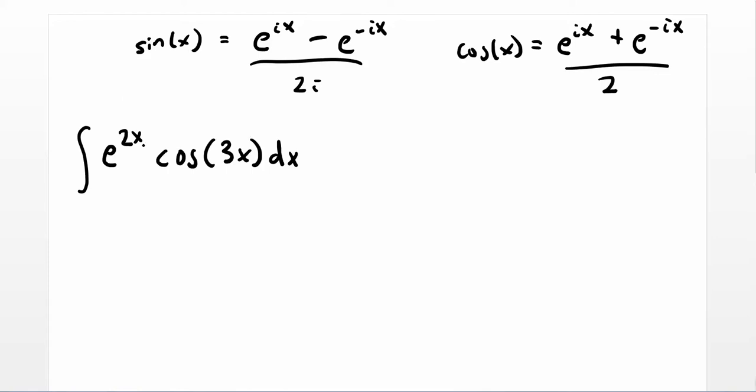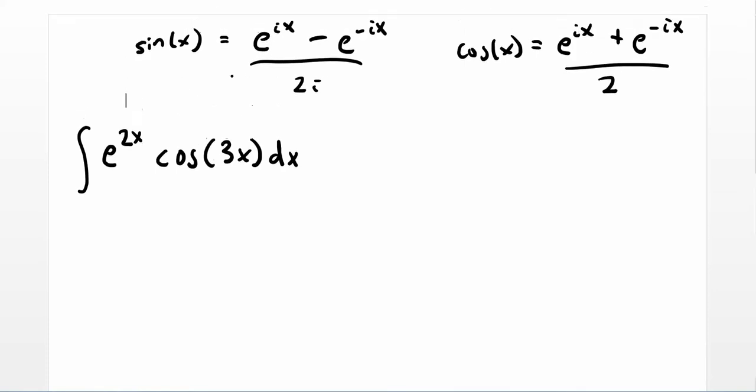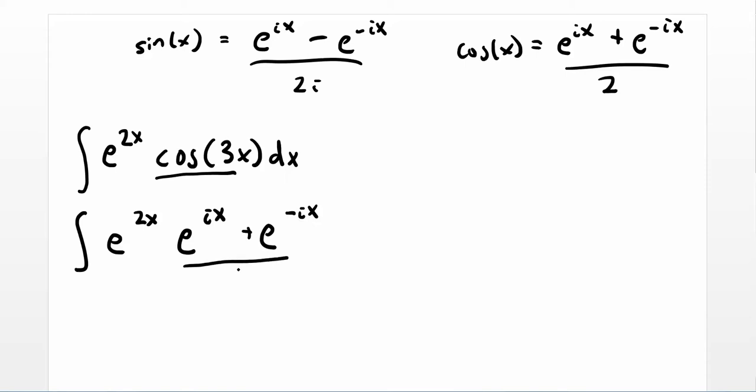But if you had to do it with complex exponentials, which is probably the way you shouldn't do it, it's going to be a bit longer. But let's see how this goes. The initial step is the same. Change this trig function using Euler's formulas. So this becomes the integral of e to the 2x, cosine of 3x becomes e to the ix plus e to the negative ix divided by 2.